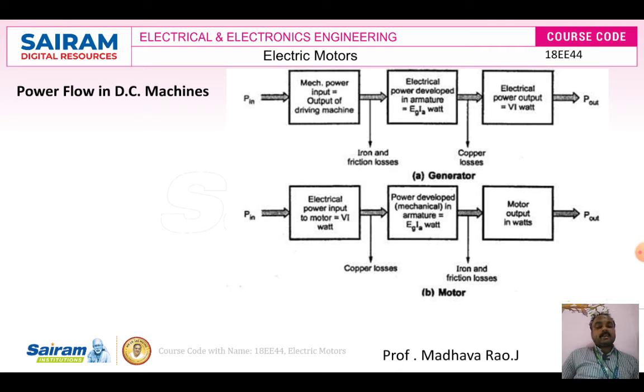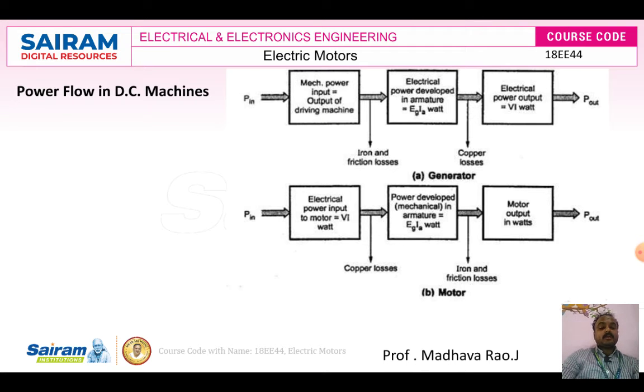So a DC generator produces electric power. A DC motor requires electrical power. So to the generator we need to give mechanical power, and to the motor we have to give electrical power. Okay, so here we have a power flow diagram.